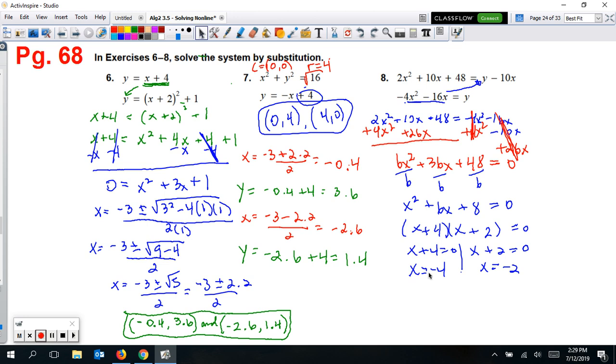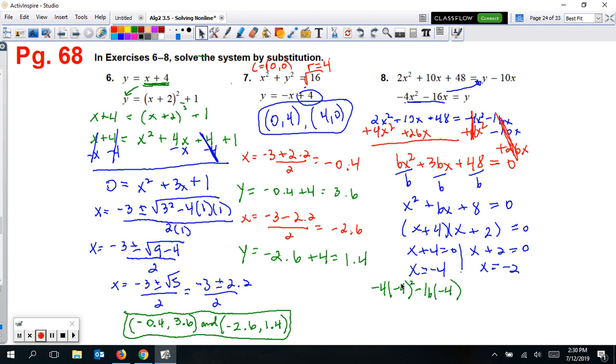We need to now find the two y numbers. So we're getting two ordered pairs here. We're going to have to pick one of these equations up here, and it would probably be easier to pick this second equation just because it's a little smaller. So negative 4 times the x squared minus 16 times the x will tell us what y equals. So let's plug that in for x equals negative 4.